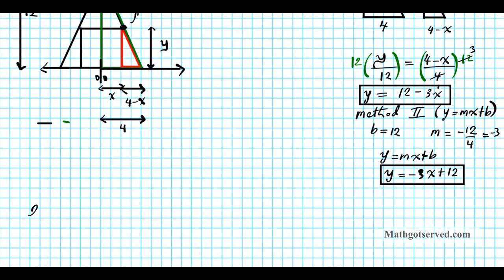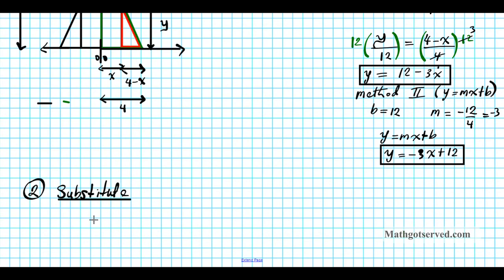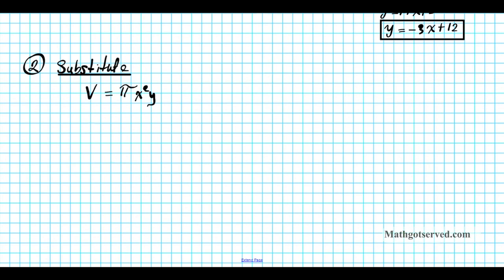All right, so part 2, we're going to substitute. The nice thing here is that we have already isolated a variable in our constraint function, so we don't have to do much work. We know that V in terms of two variables was pi x squared y, and then when we make a substitution, we know that y is equal to 12 minus 3x. So if we make the substitution of this value of y in here, our volume function that we're going to optimize in terms of just x is going to be pi x squared times 12 minus 3x.